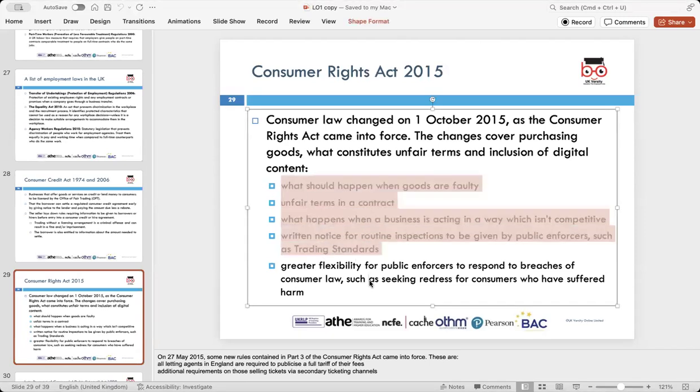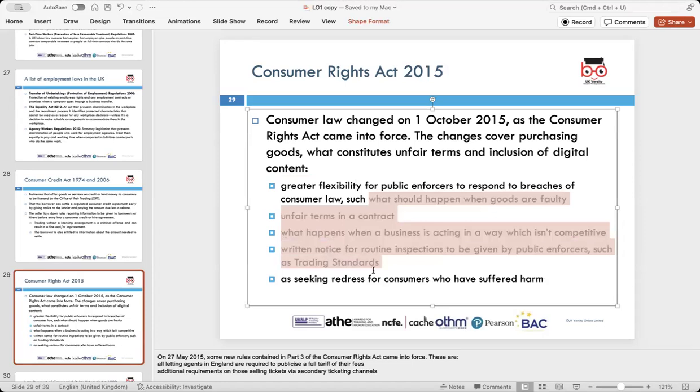If you can see here, what should be done in the event that goods are defective? What happens when a firm is functioning in a manner that is not competitive? What are the consequences of unfair terms in a contract? What are the consequences of public enforcers having to give written notice of routine inspections? Examples of public enforcers include Trading Standards.